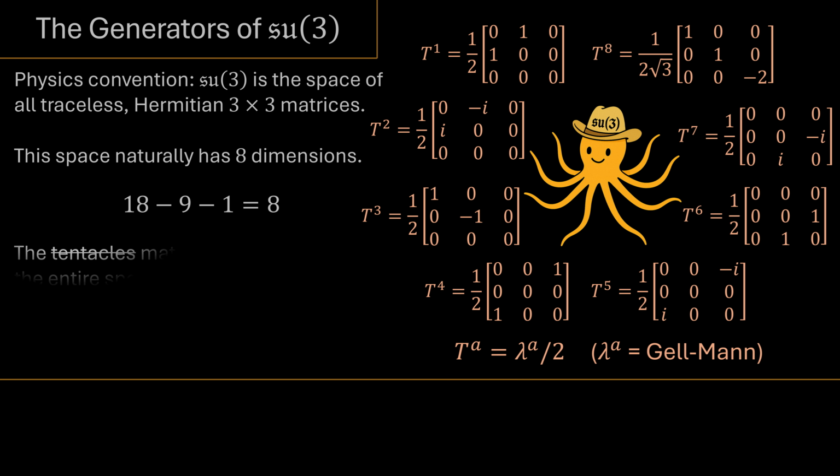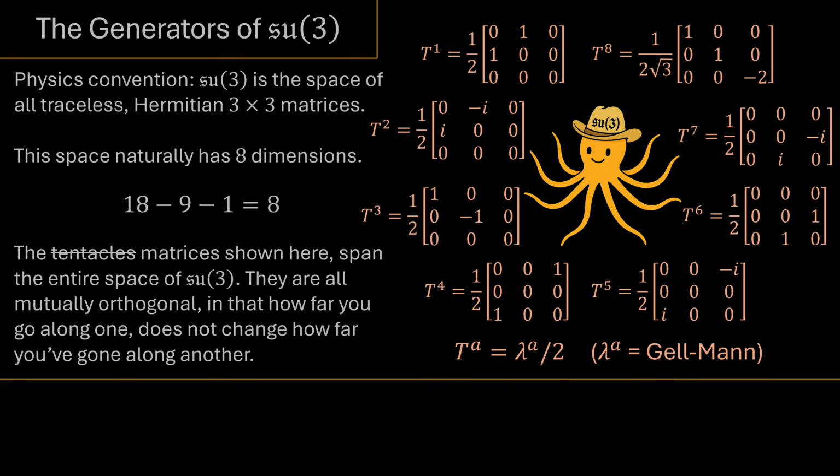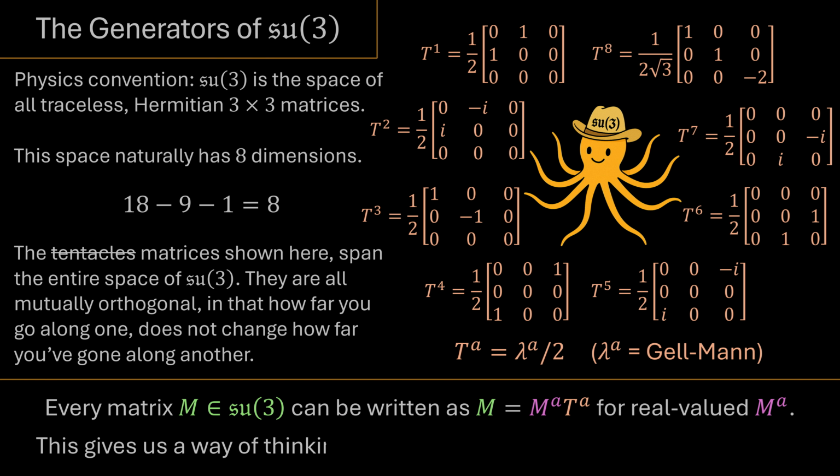So if you look at the matrices I've written here, by inspection, you can see that these are all traceless and Hermitian. They're also all mutually orthogonal, in the sense that how far you go along one doesn't change how far you've gone along another. So because we have 8 orthogonal matrices that are all in SU3, we know that these are going to span SU3. And so that's why we can write any matrix M in SU3 as a linear combination of these generators with real-valued coefficients.